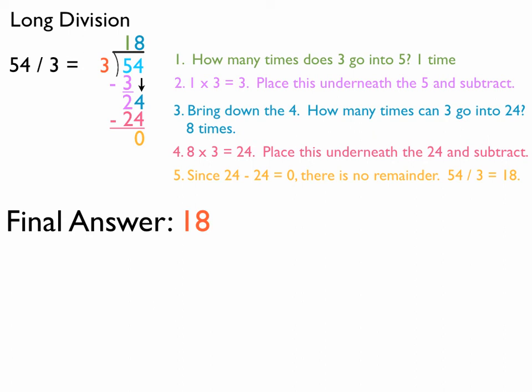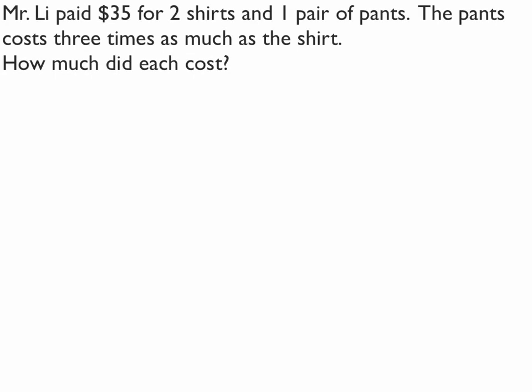There are also some word problems associated in this book, and so I wanted to give you a sample of one just to kind of get you prepared for that type of thing. So, Mr. Lee paid $35 for 2 shirts and 1 pair of pants. The pants cost 3 times as much as the shirt. How much did each cost?